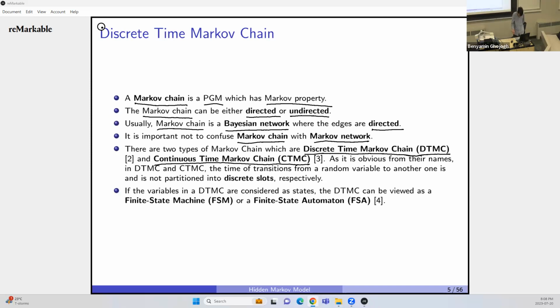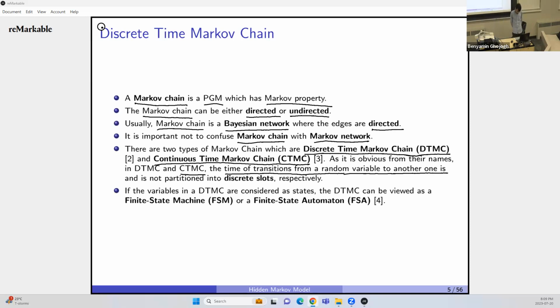As is obvious from their names, in DTMC the time of transitions from one random variable to another is discrete, but in a continuous time Markov chain, it's not discrete. What do I mean? For example, in a discrete time Markov chain, x1 comes at time 1, x2 comes at time 2, x3 comes at time 3. But in a continuous time Markov chain, x1 might come at time 1, x2 might come at time 1.5, x3 might come at time 4. Something like that.